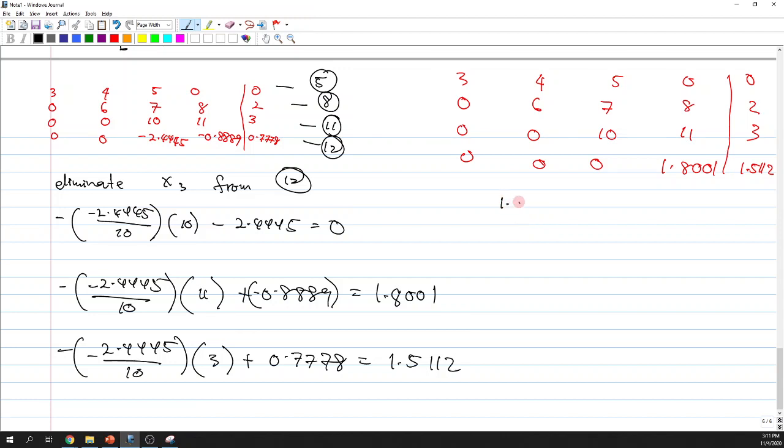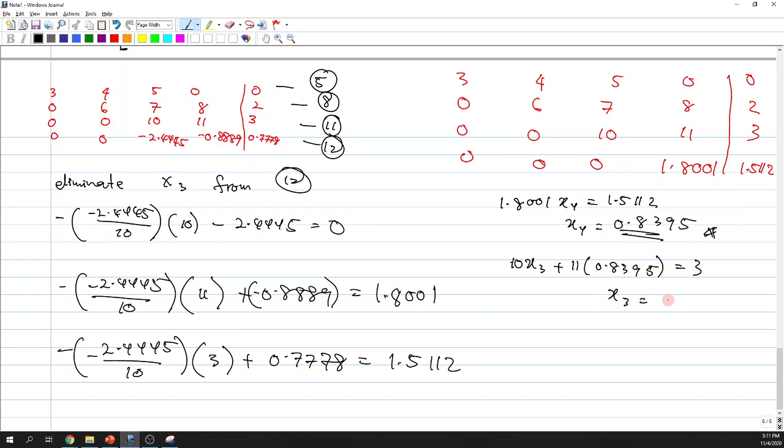Okay, so 1.8001 x4 equal to 1.5112, so x4 equal to 0.8395. Okay, so then x3, 10 x3 plus 11 x4, the value x4 is 0.8395 equal to 3, so x3 equal to negative 0.6235.